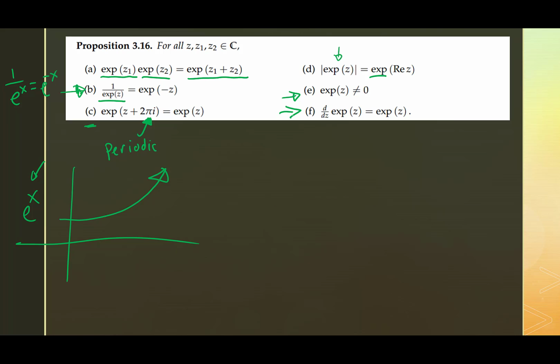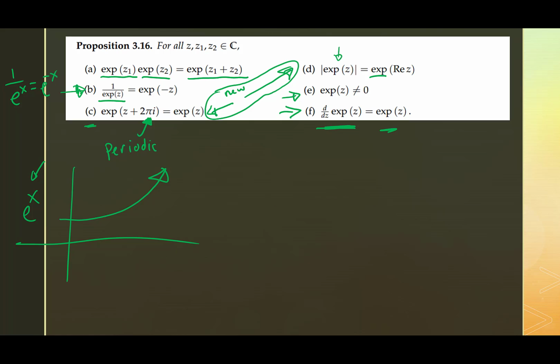And then another classic property that we loved back in calculus: the derivative of the exponential function is just the exponential function again. Okay, so we got a lot of similar properties that we had back in calculus, but we have a couple of new ones here. Okay, I'm going to put new. All right, so you should be able to prove all of these, by the way.